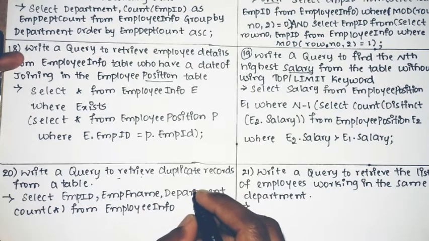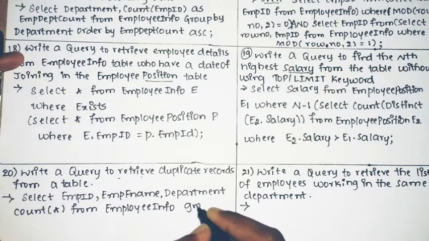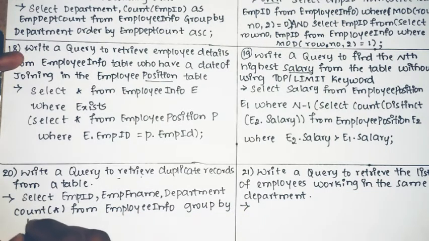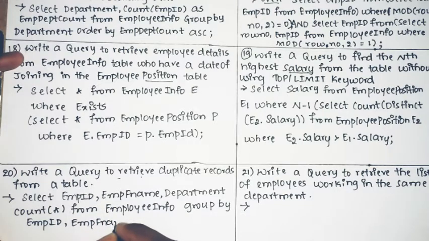Then after that what you need to do is group by. So group it with the department. So group by employee ID, comma employee first name, comma department.